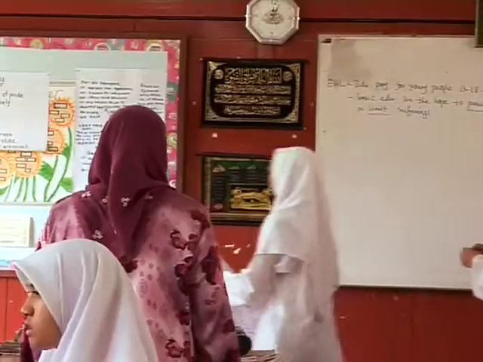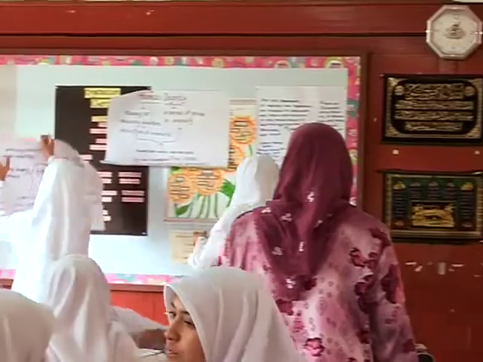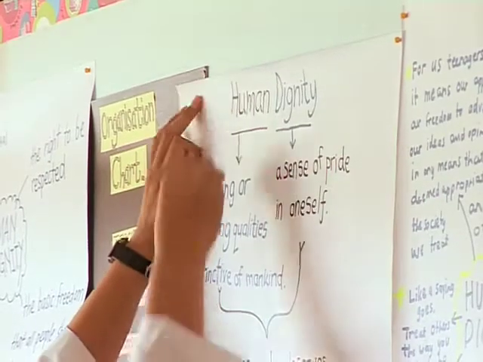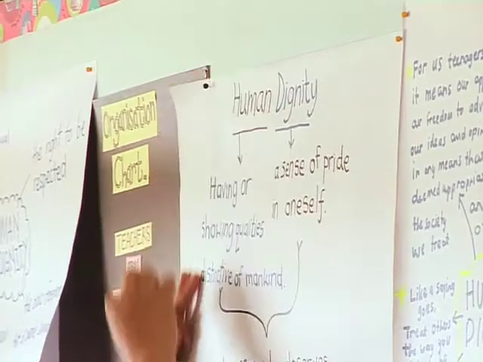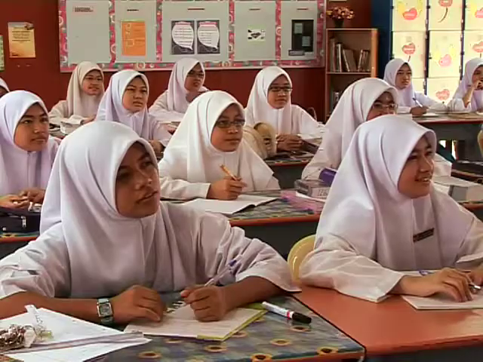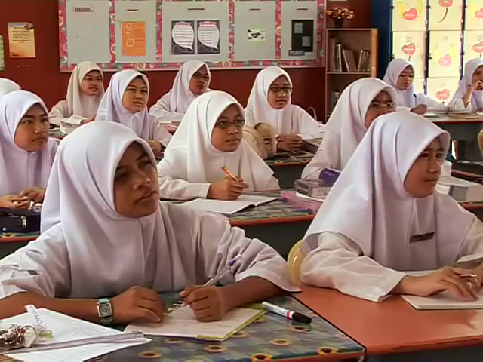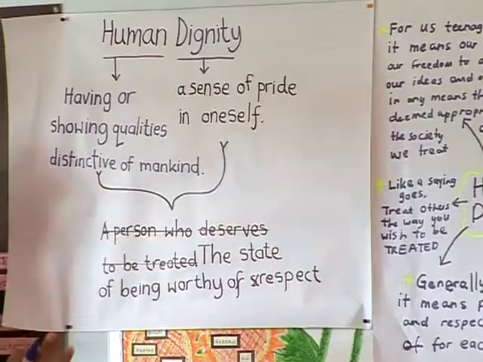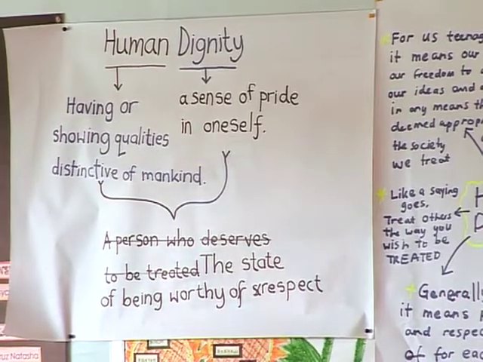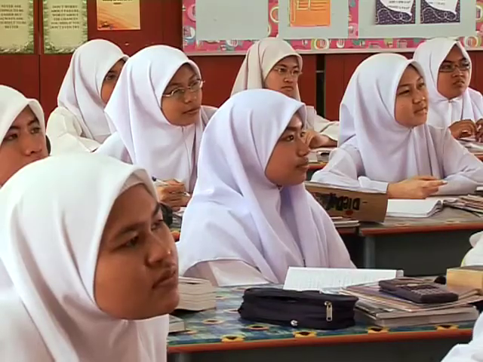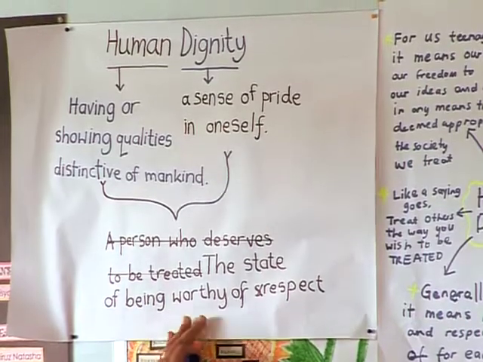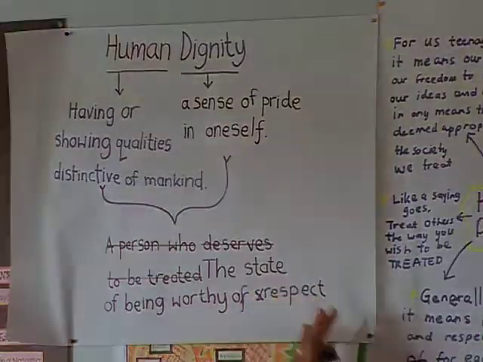Next group, get ready. Put more pins so that you can see the findings that you have got. Okay, let's have a look at this first group. Human dignity means having or showing qualities distinctive of mankind. Okay, that's human. Dignity means a sense of pride in oneself. And the meaning of human dignity is the state of being worthy of respect.